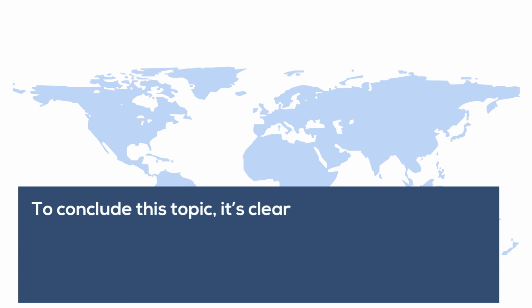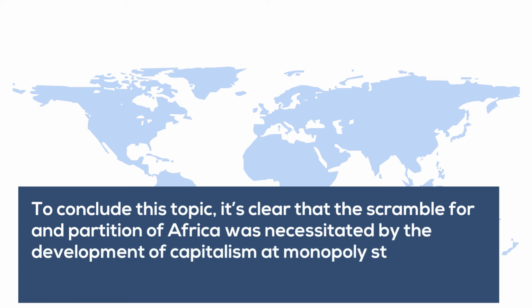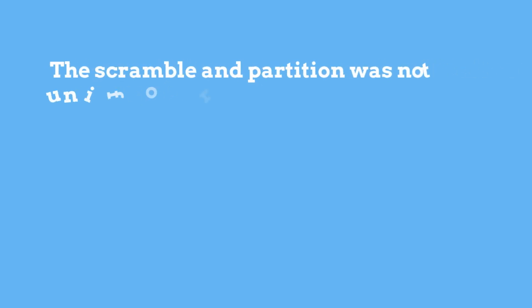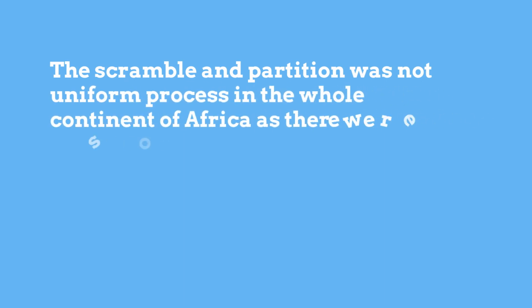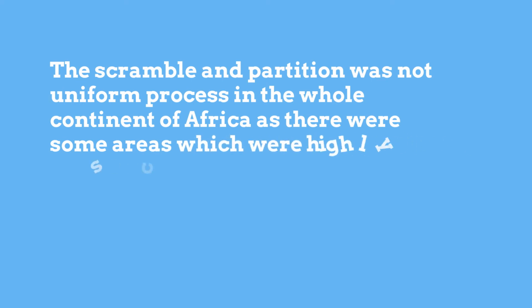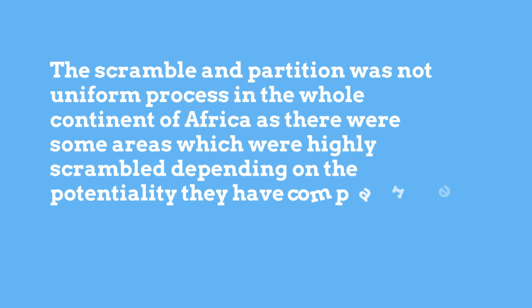In conclusion of this topic, it is clear that the Scramble for and Partition of Africa was necessitated by the development of capitalism at monopoly stage, which created further demands in Africa. The Scramble and Partition was not a uniform process in the whole continent of Africa, as there were some areas which were highly scrambled, depending on the potential they had compared to other areas.